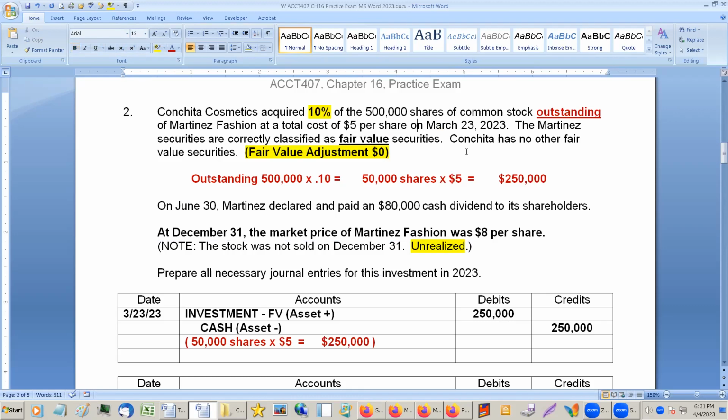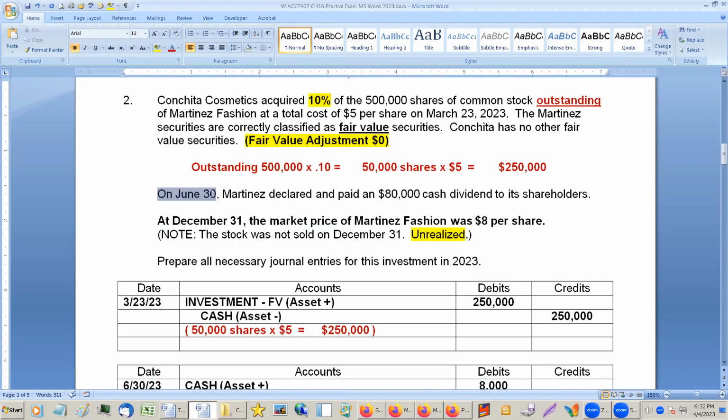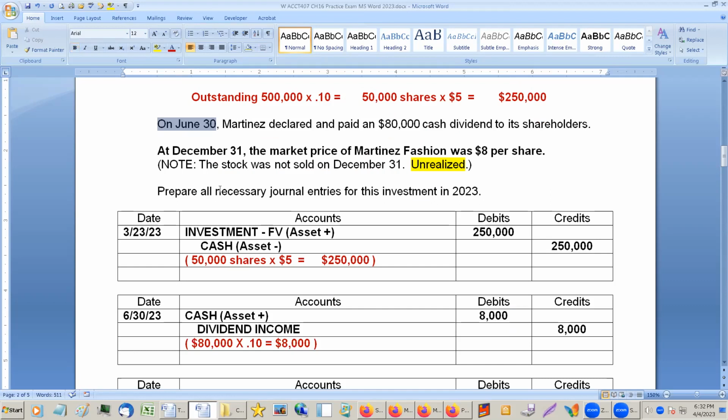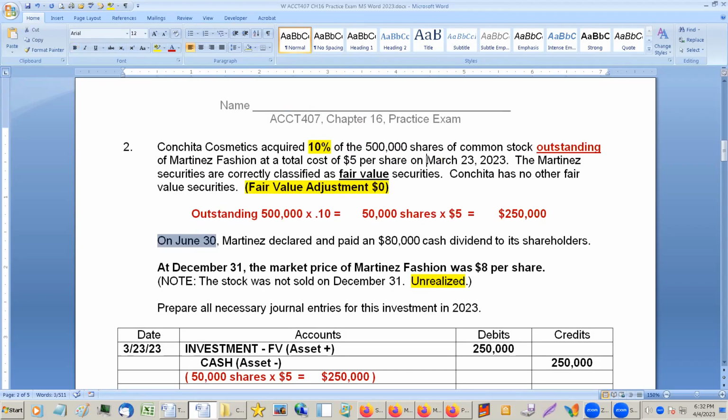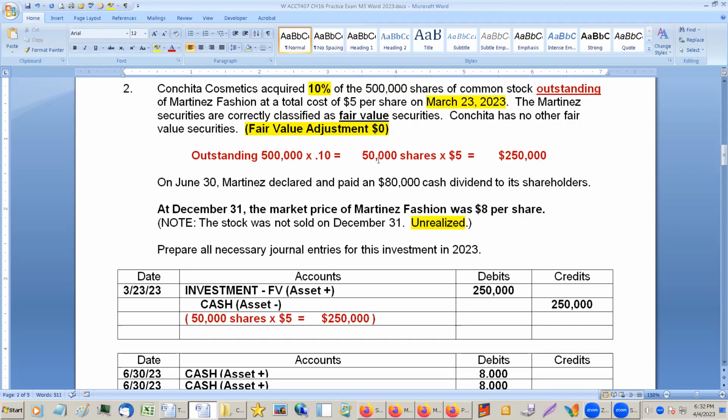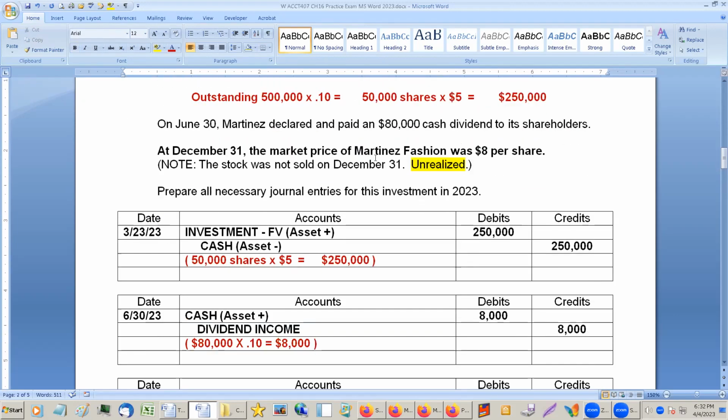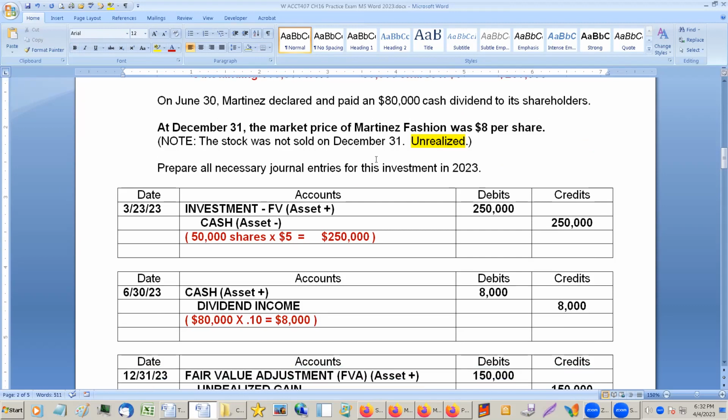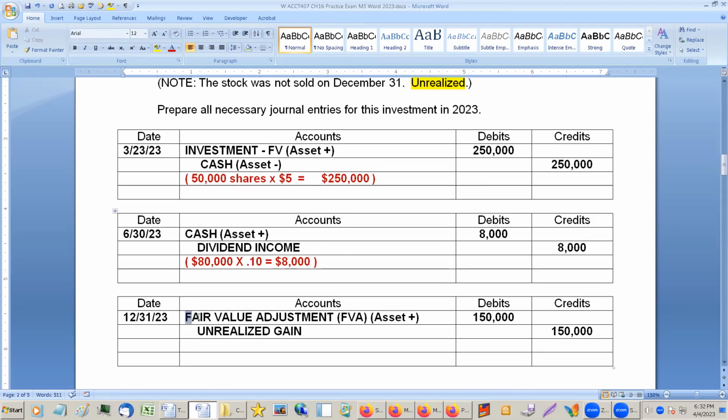And so you don't have to worry about the portfolio thing, but also because these are the ones they had and they bought it on March 23rd, there must not have been anything in the fair value adjustment account. And if there was, you would have done whatever it takes to make the fair value adjustment account come out to 150.